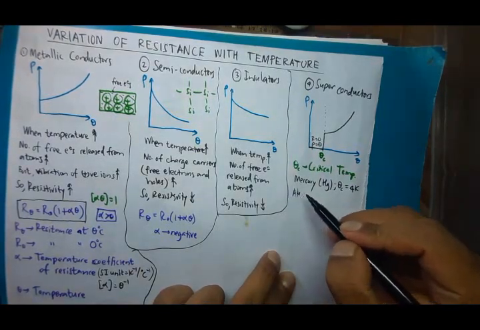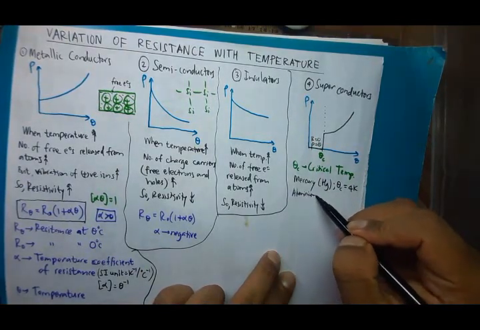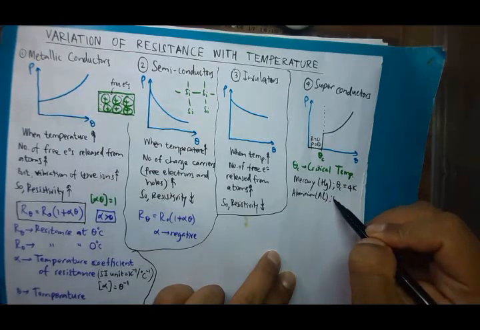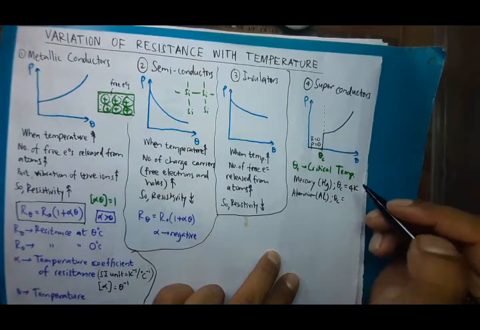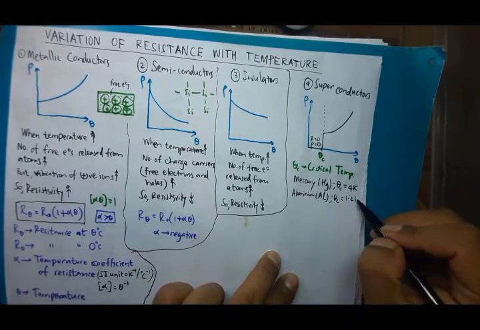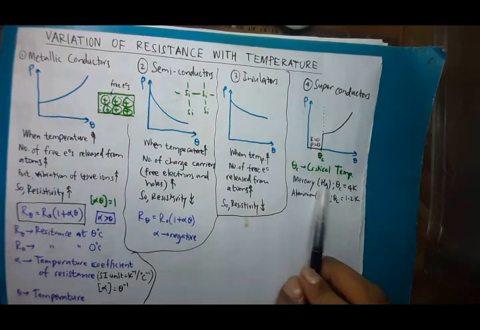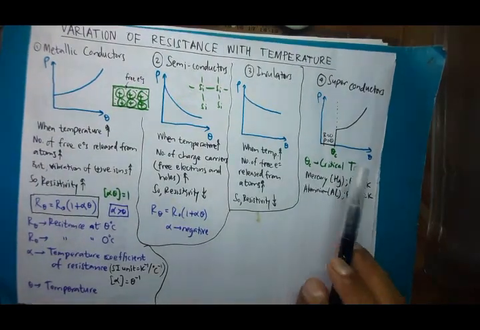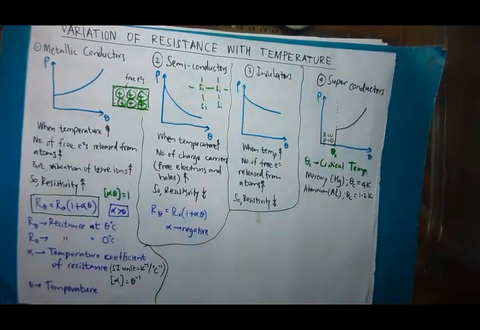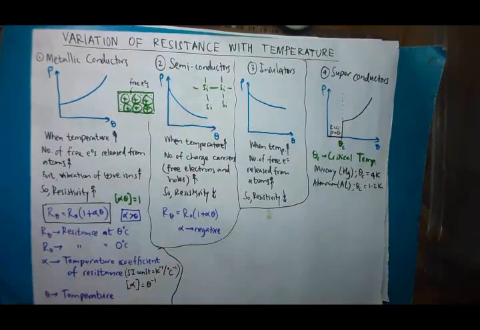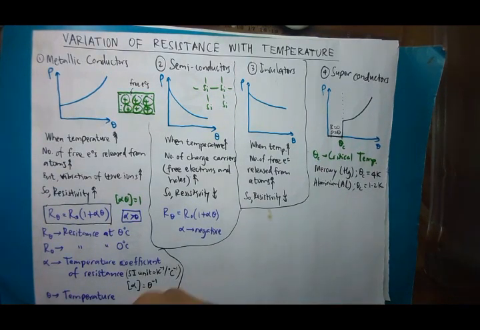For aluminium, a very common metal we use, the critical temperature is around 1.2 Kelvin. Look at the temperatures. When you say 4 Kelvin, it is minus 269 degrees Celsius. Very, very small temperature. So you cannot observe superconductivity at ordinary or normal temperatures. It will happen only at specific, very, very low temperatures.